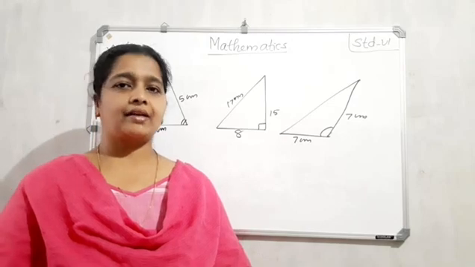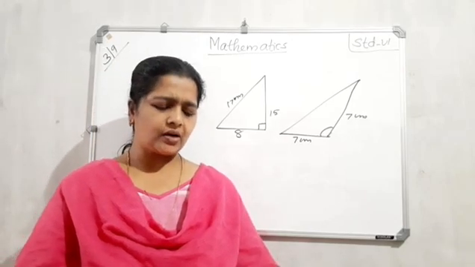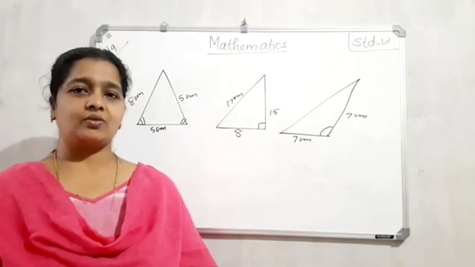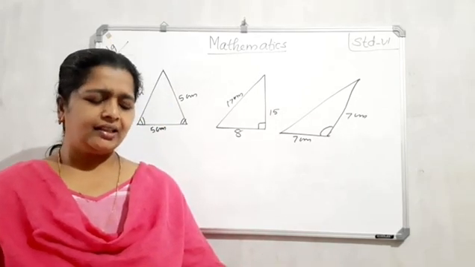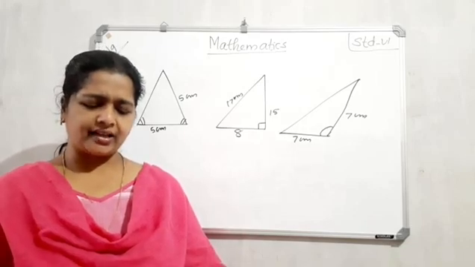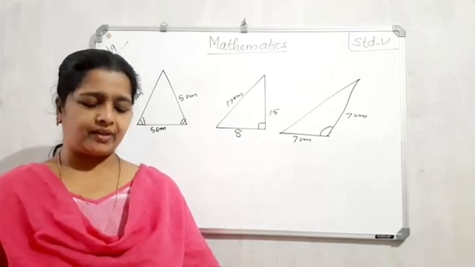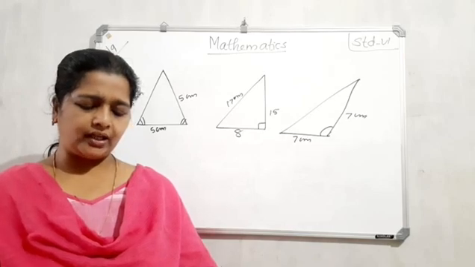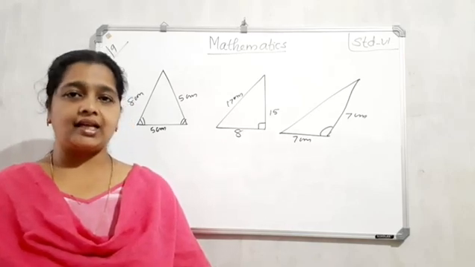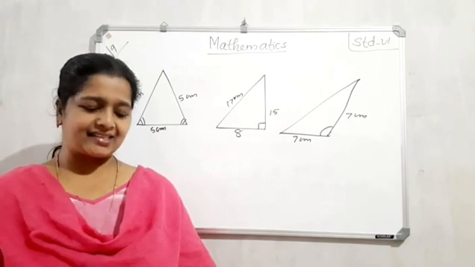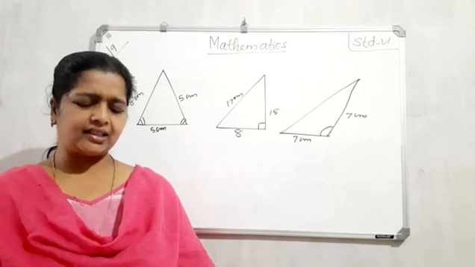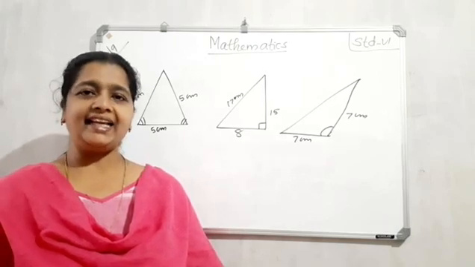Next question. Match the following. Measures of triangle and type of triangle are given. You want to match them. Clear? Yes. First one, three sides of equal length. Say the answer. Yes, equilateral triangle. That is E. Next, two sides of equal length. What is that one? Isosceles triangle. Yes. Next, all sides are different length. That is what? Yes, a scalene triangle.